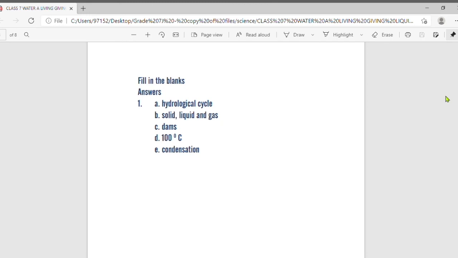Hello children, now let's discuss the fill in the blanks after water cycle in the textbook, page number 245. The water cycle is also called as a hydrological cycle. The three states of water are solid, liquid and gas. Water in dams is used for generating electricity. The boiling point of water is 100 degrees centigrade. The change of water vapors on cooling to water drop is called condensation.